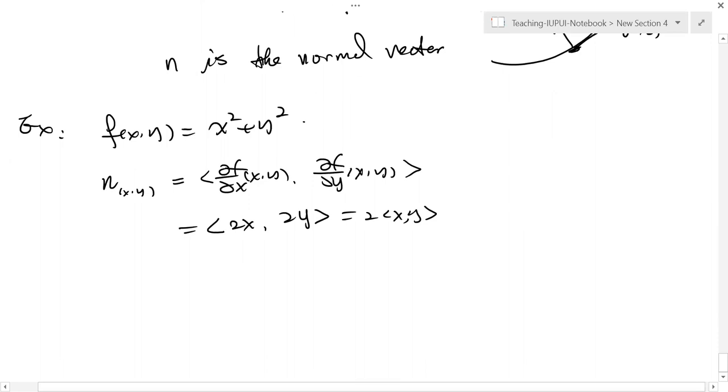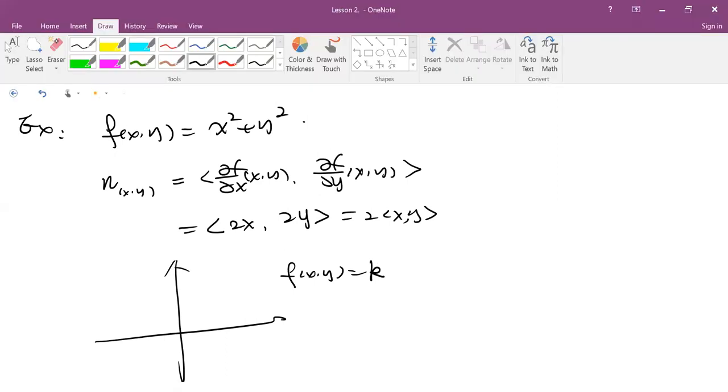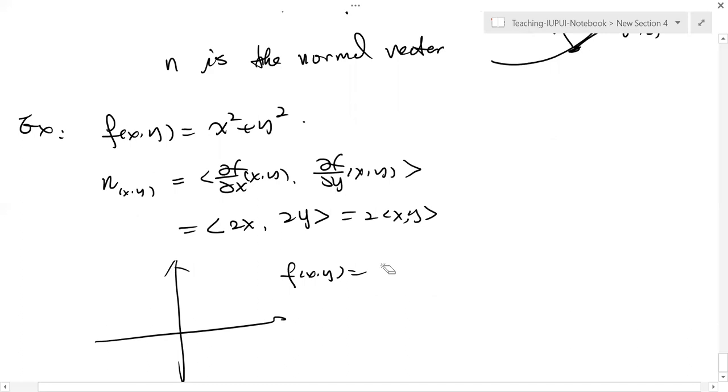Okay, so if you look at the picture, f of x, y equals constant k. Well, maybe I use r squared for some r, and it's much easier to understand. So the level curve of this is actually the circle with the radius r. This r is the radius.